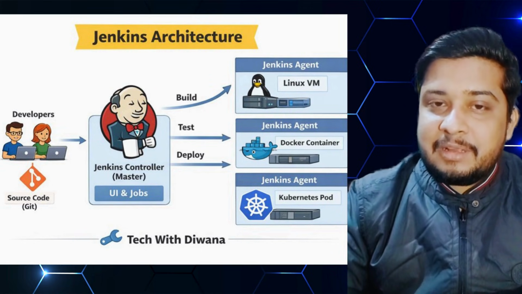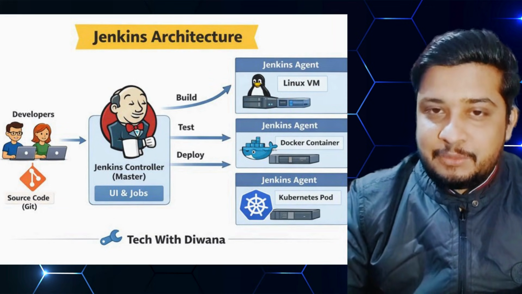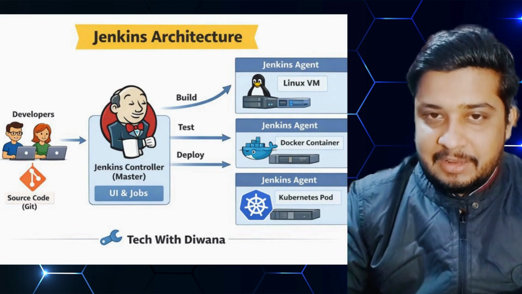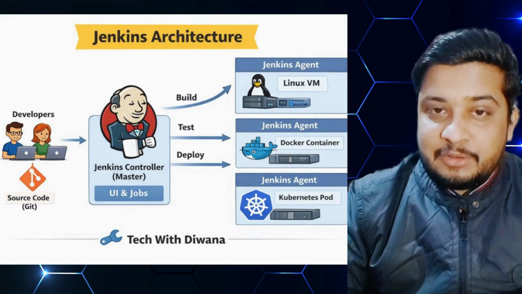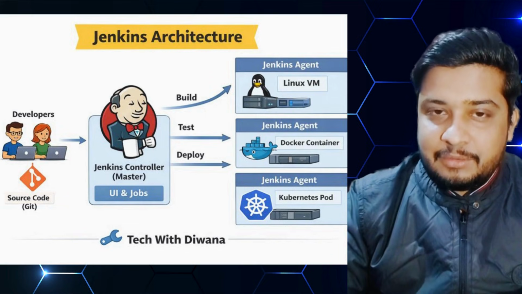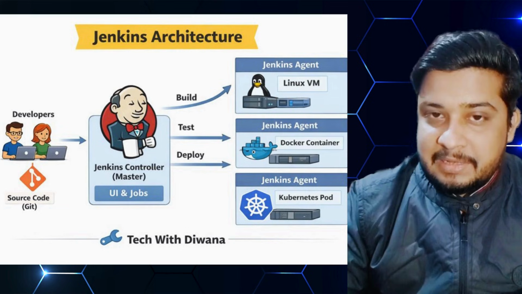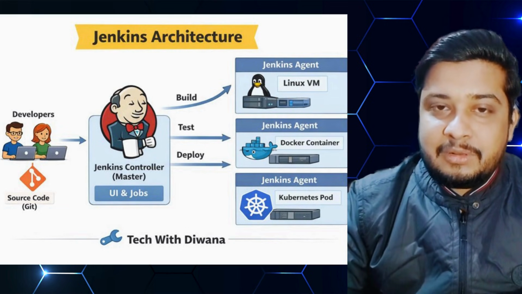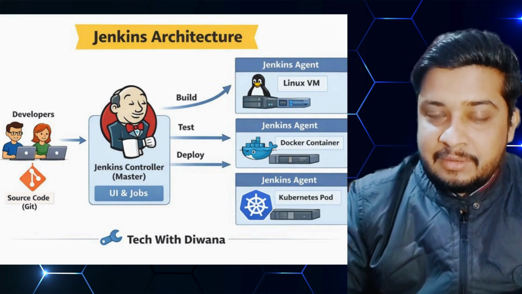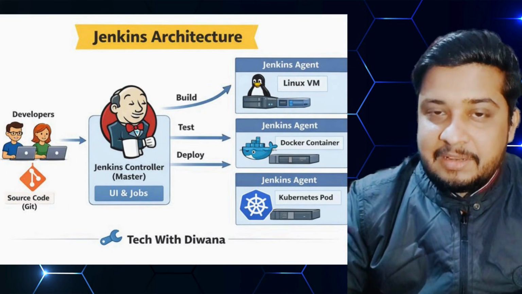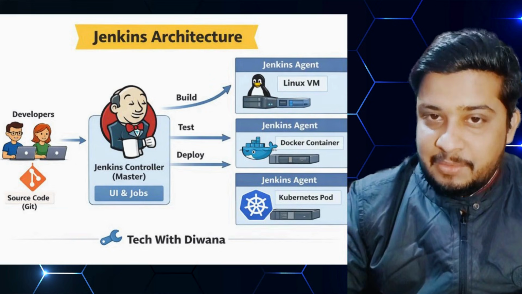Now let's come to the worker node, which is called the Jenkins agent, right? It actually runs the actual CI/CD tasks, and it can run on a Linux or Windows VM, Docker container, or Kubernetes pod, right? The production best practice is that all the build, test and deployment should run on a Jenkins worker node, right? Let me give you some examples: a Java build runs on a Linux agent, a Docker image build runs on a Docker agent, and a Kubernetes deployment runs on a Kubernetes agent, right?